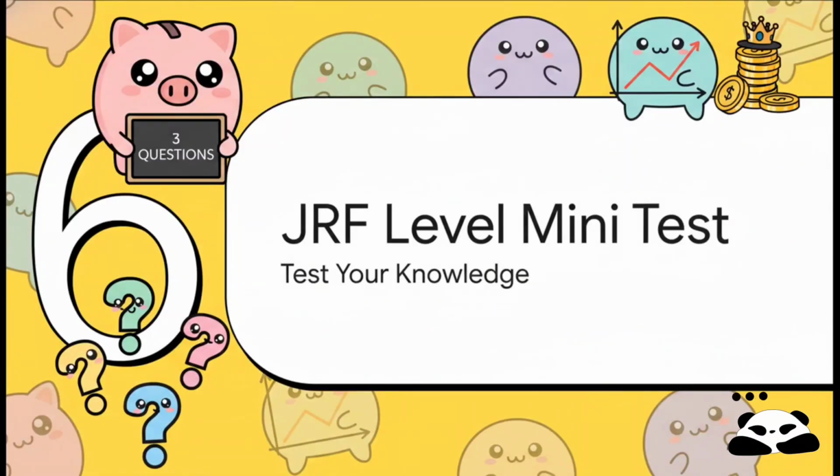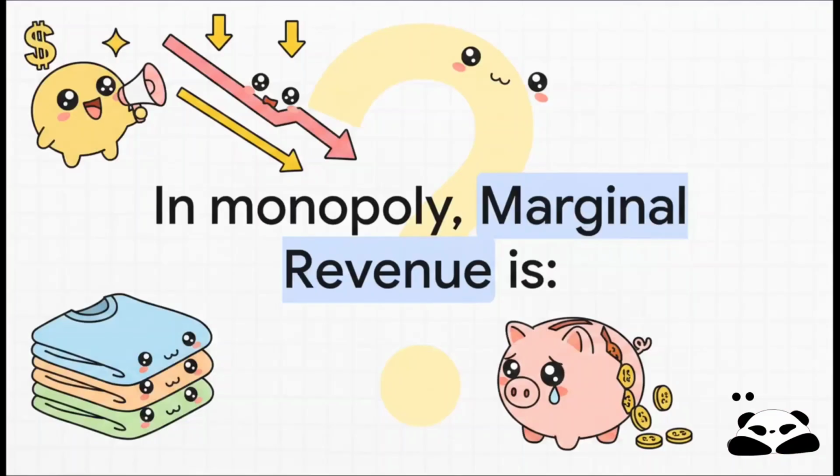All right, Section 6, JRF Level Mini Test. Let's see what you remember. Time to put your attention to the test with 3 rapid-fire questions directly from what we just covered. Question 1. In a monopoly, marginal revenue is A. Equal to average revenue, B. Greater than AR, C. Less than AR, or D. 0. Think back to that golden revenue rule we talked about regarding selling that second t-shirt.